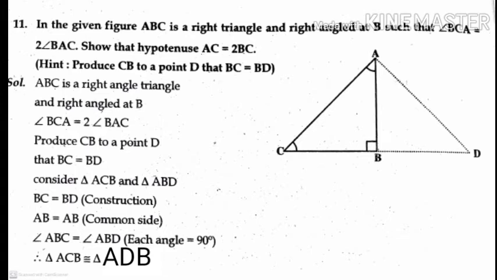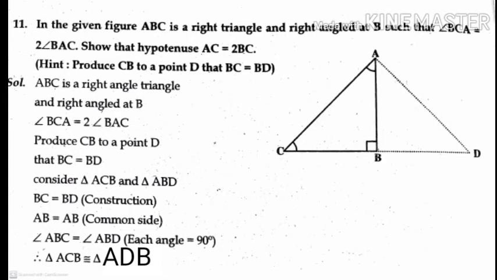ABC is a right angle triangle with right angle at B, and also angle BCA is equal to 2 times angle BAC. Produce CB to a point D such that BC is equal to BD. Consider triangle ACB and triangle ABD. BC is equal to BD according to the construction.